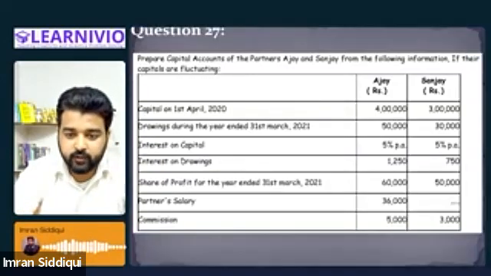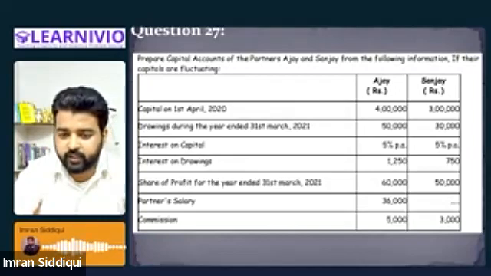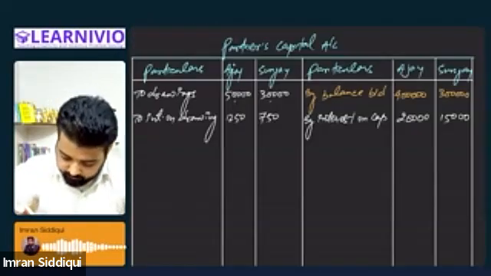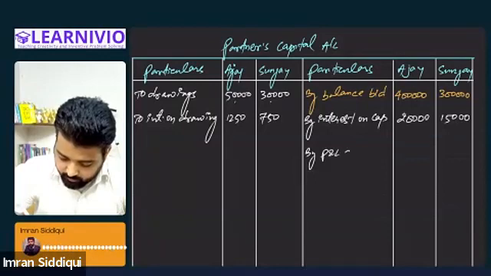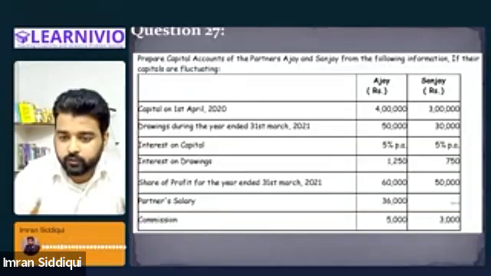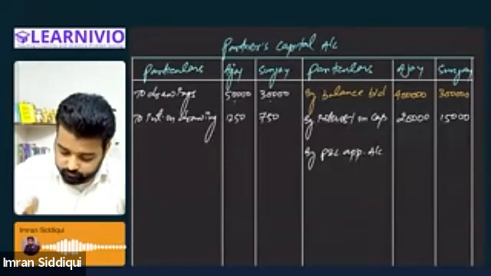Apart from this, we have share of profit for the first year ended 31st of March 2021, 60,000, 50,000. So this is the divisible profit that Ajay and Sanjay will be getting, from the profit and loss appropriation account. So 60,000 for Ajay and 50,000 for Sanjay.